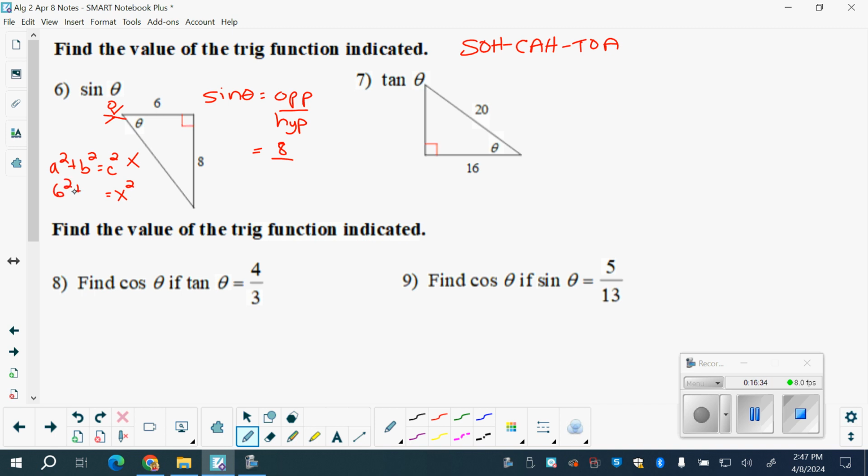And then we have 6 squared plus 8 squared. So this would be 36, 64. So 100 is x squared, and x is 10. So my sine theta would be 8 over 10. Does that simplify? What does it simplify to? 4 over 5.